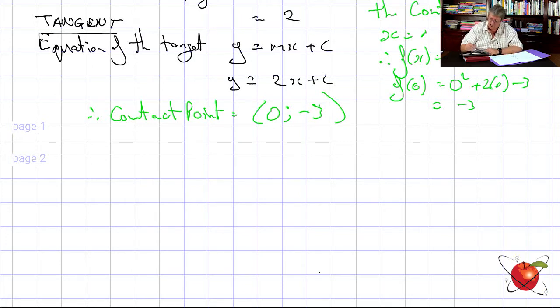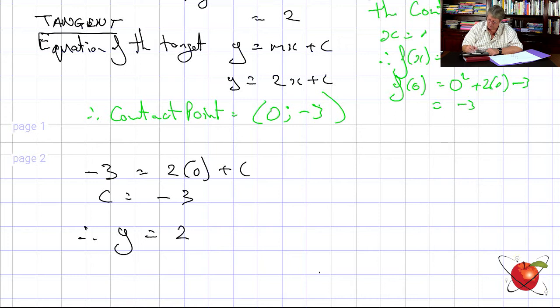So therefore, I now know that I can substitute. Therefore, minus 3 must be equal to 2 times 0 plus c. Therefore, c must be minus 3. Therefore, the equation is y is equal to 2x minus 3. That's as simple as it is, 2x minus 3. That's the equation of a line that is tangent to this at the point x equals 0.